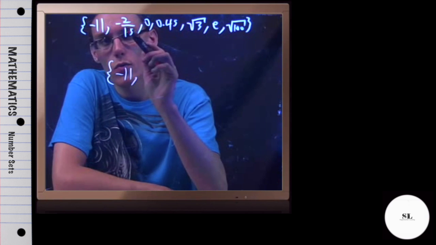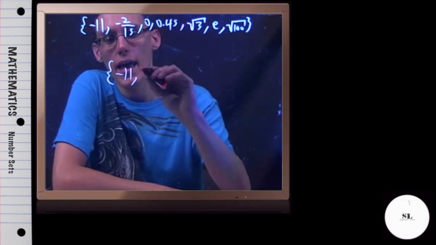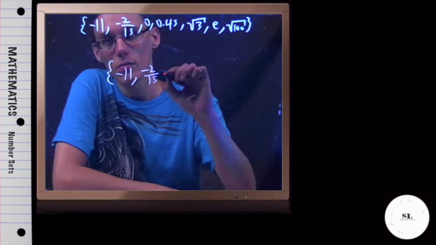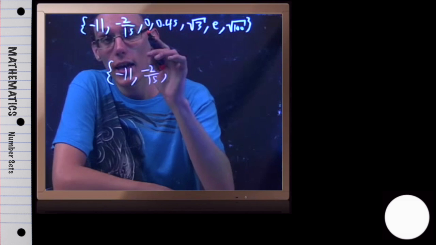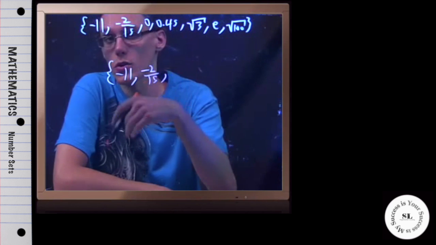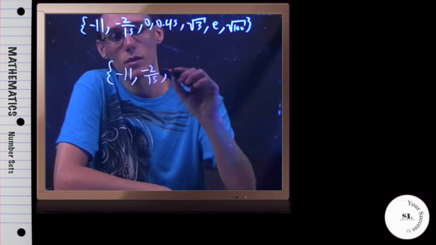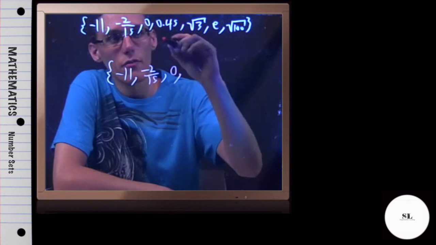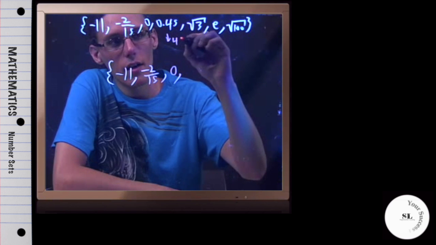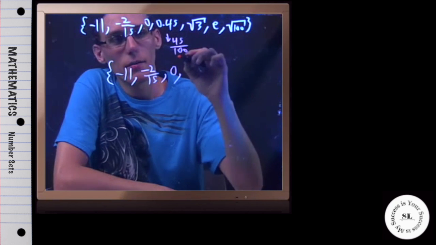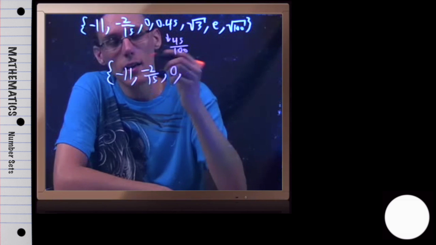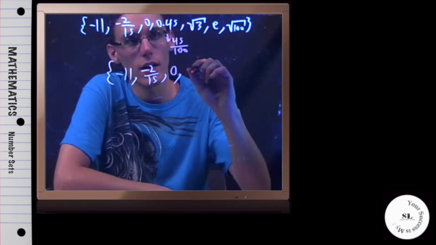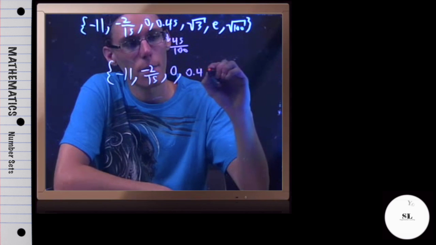This one, negative 2 over 15, is a ratio of two integers. It's a fraction, so that can go in there as well. 0, again, I could write that as 0 over 1, which is a fraction and therefore is a rational number, so I'll put that in there. 0.45, if I wanted, I could write as 45 divided by 100, and then I could continue to reduce that, but either way, the point is it's an integer divided by an integer, so it's a rational number, 0.45.